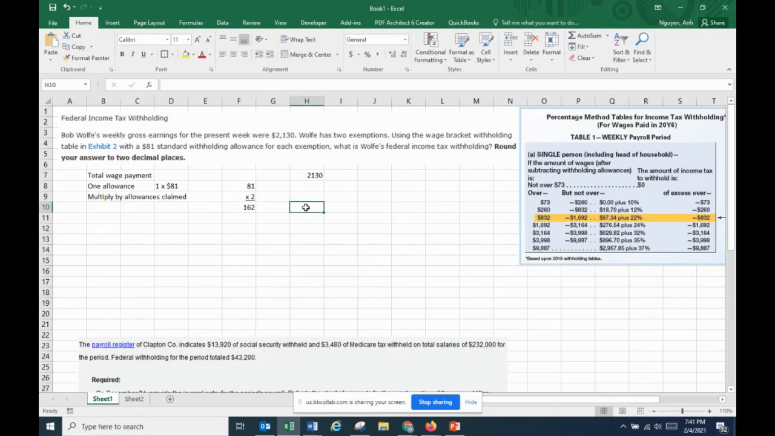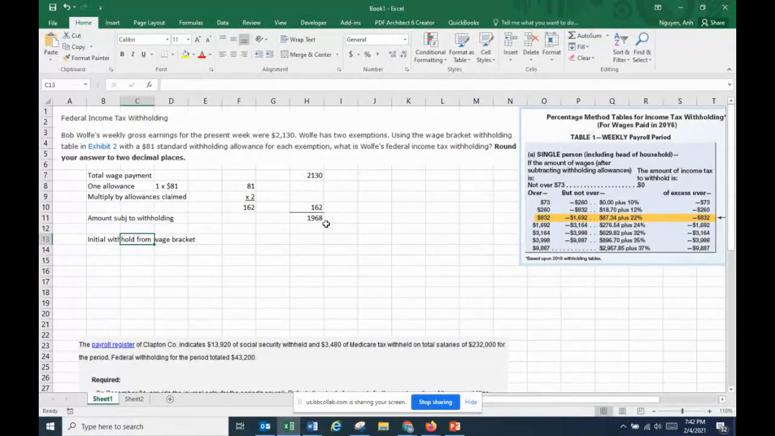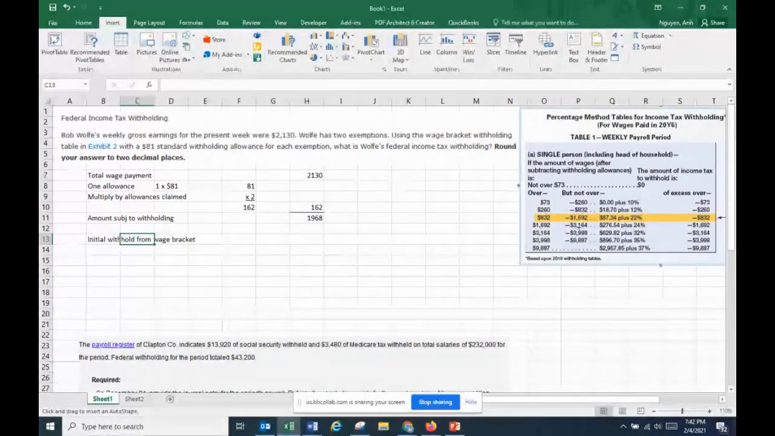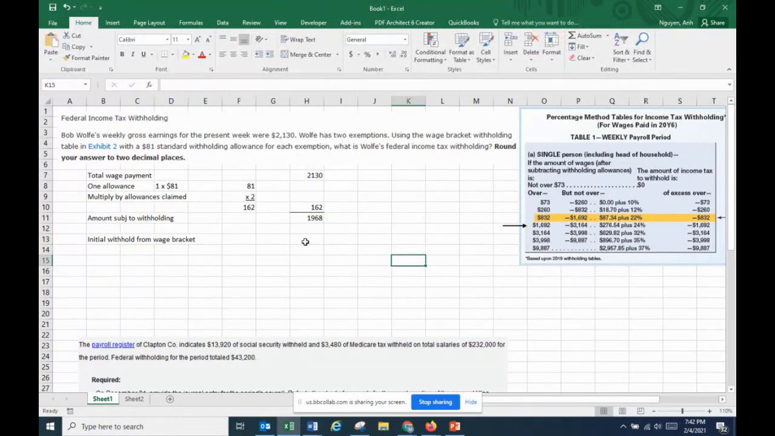So 162, then the amount subject to withholding is wage minus 162. That's the amount subject to withholding, 1968. And the initial withholding from the wage bracket, where does that come from? It's in this table here. We have to find 1968. Where does that fall? Right here. So it's going to be 276.54.